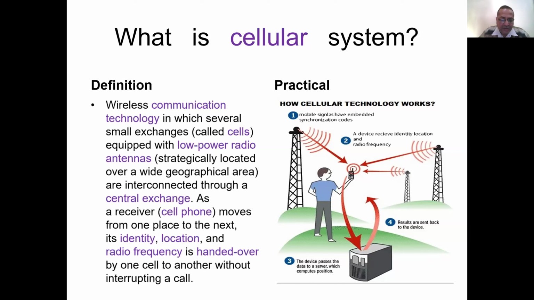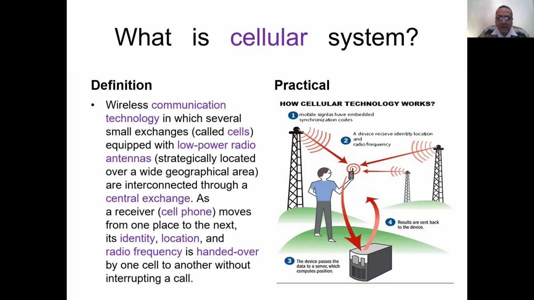Now, the receiver means a cell phone. You have a cell phone, a handset that moves from one place to the next. Its identity, its location, and radio frequency are handed over by one cell to another. So the very small exchanges we call cells. And when the person moves, as mobile means movable, which we can take in our pocket and carry with us, the call moves from one cell to another.